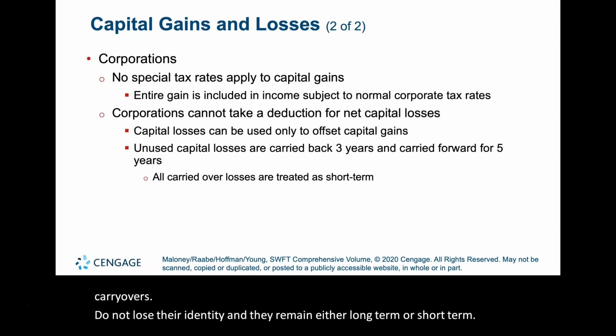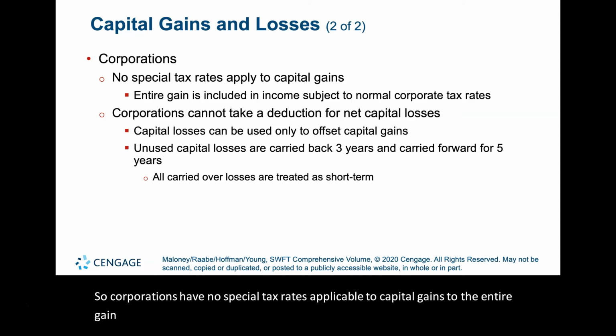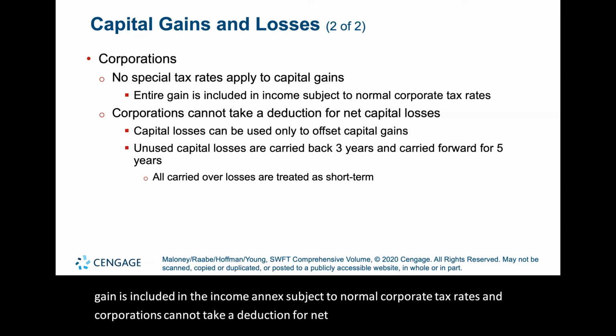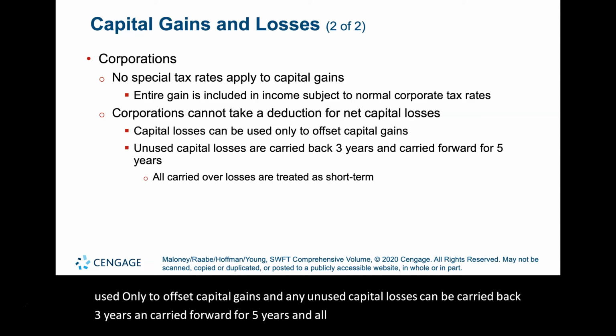So corporations have no special tax rates applicable to capital gains. The entire gain is included in income and it's subject to normal corporate tax rates. And corporations cannot take a deduction for net capital losses. Capital losses can be used only to offset capital gains. Any unused capital losses can be carried back 3 years and carried forward for 5 years. And all carried over losses are treated as short term.